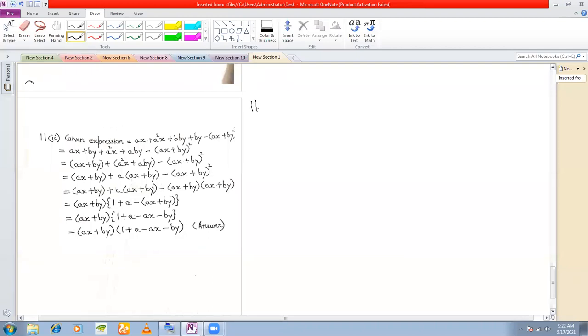This is very similar to the last one. Given expression: ax plus b square x plus aby plus by minus (ax plus by) whole square. See, you have 5 terms here. 1, 2, 3, 4, 5. But this ax plus by is a whole square here. This is a repeated factor, right? So what you do here is you try to group the first and the second, third and the fourth, and you keep the fifth one as it is.